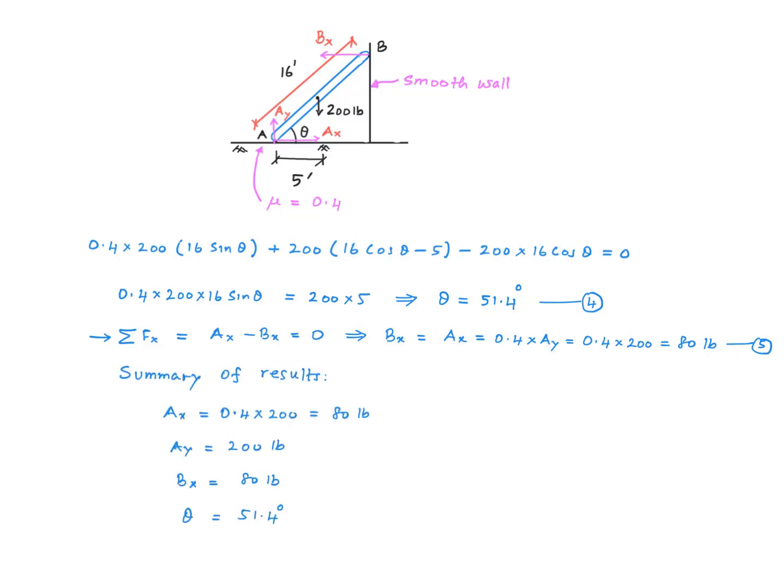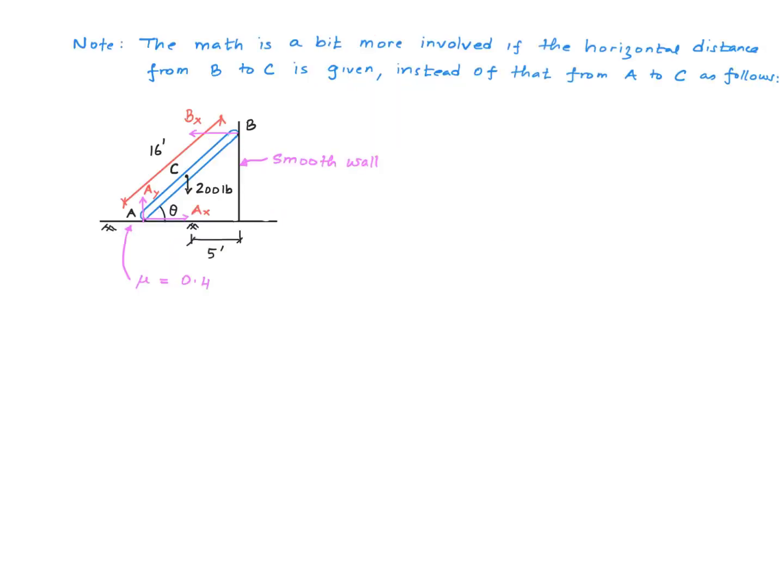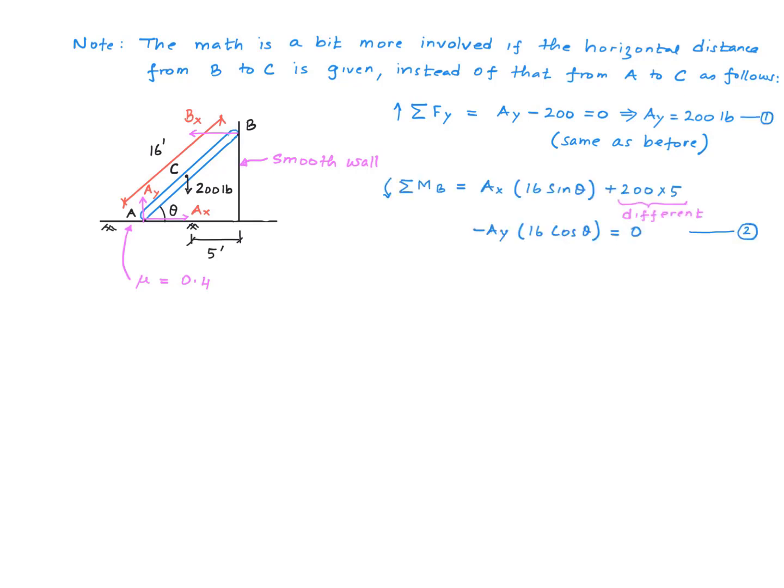Here's a summary of the values we got for our unknowns. Let me also point out the following. In the problem we just solved, the horizontal distance from A to C was given, right? Instead of that, if this distance is given, it turns out the math is slightly more complicated. So let's go through the steps to see why. The vertical force equilibrium equation is the same as before. Here's my moment equation about point B.